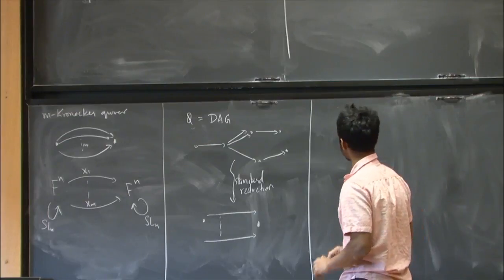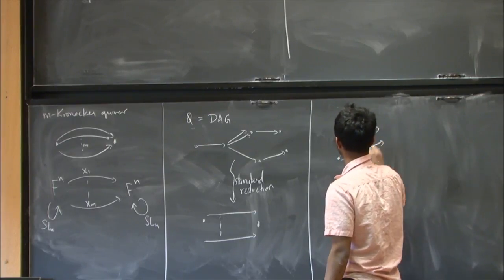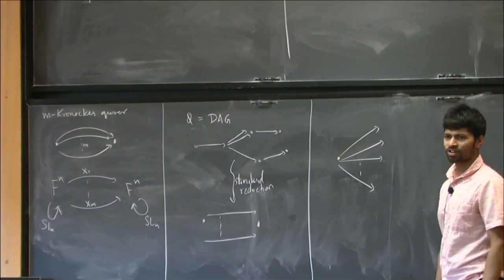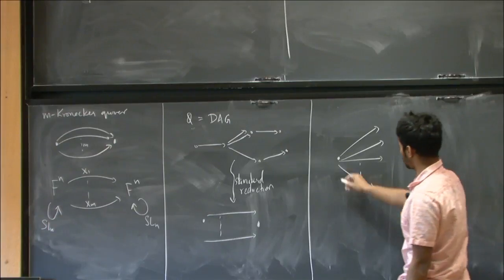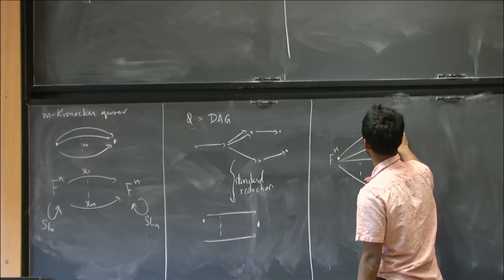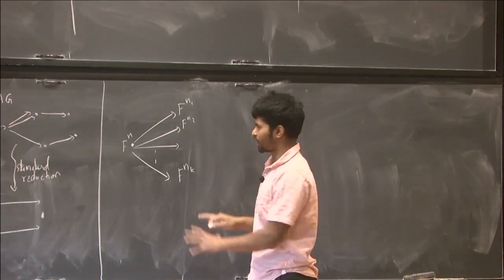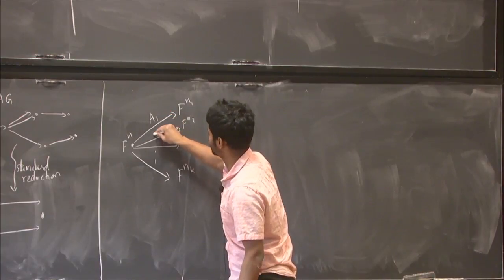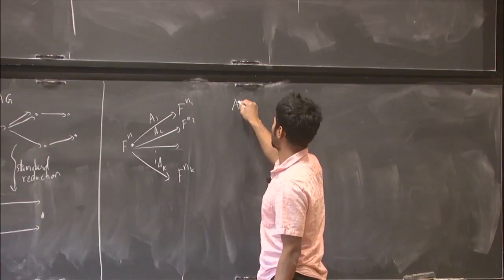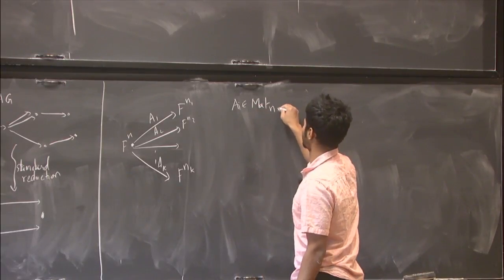Okay, so once you have this, here's another type of quiver that you can look at, what's called the star quiver. So maybe I put the vector spaces F^n here, F^n1, F^n2, F^nk, let's say. A representation here looks like a bunch of matrices, A1, A2, Ak, and each Ai is a matrix of size n cross ni.